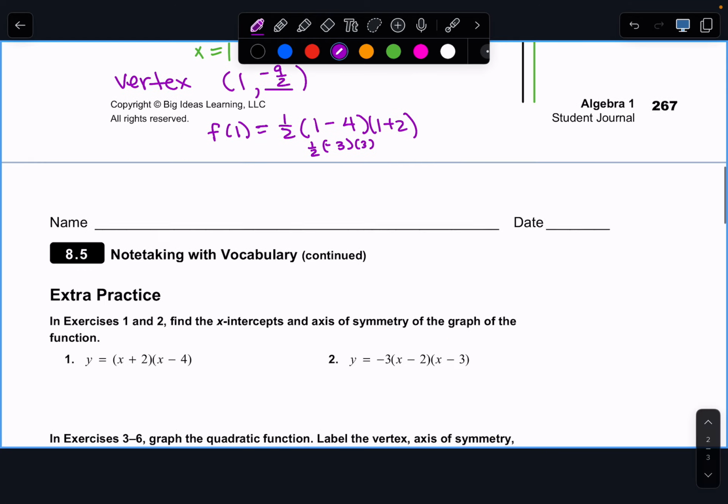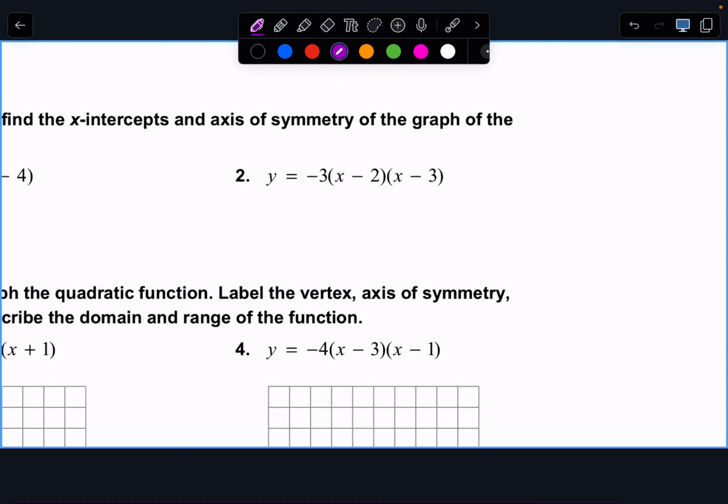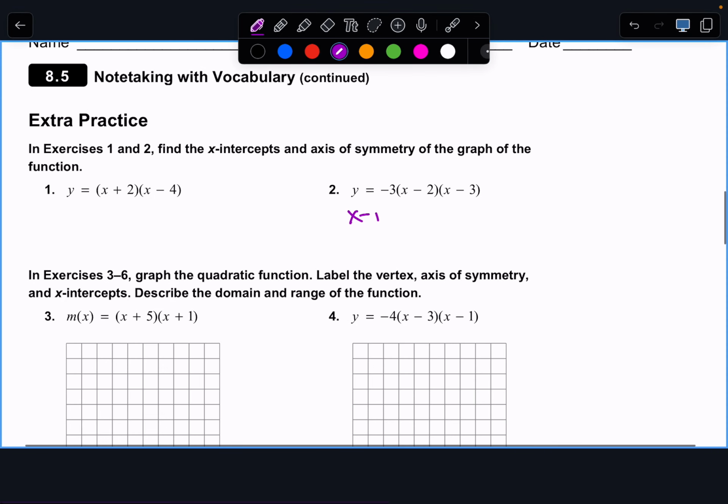Go to the next page. Could you find me the x-intercepts in number 2 and our axis of symmetry? Find me two things: x-intercepts and axis of symmetry.